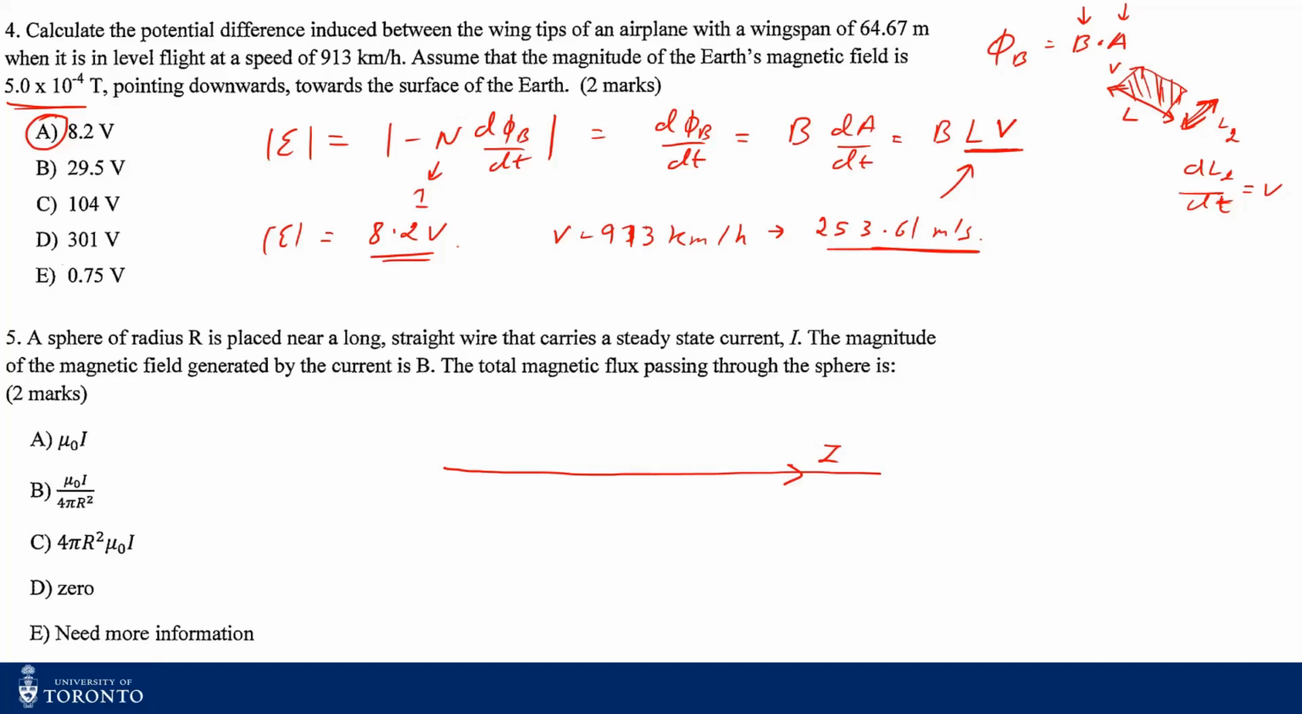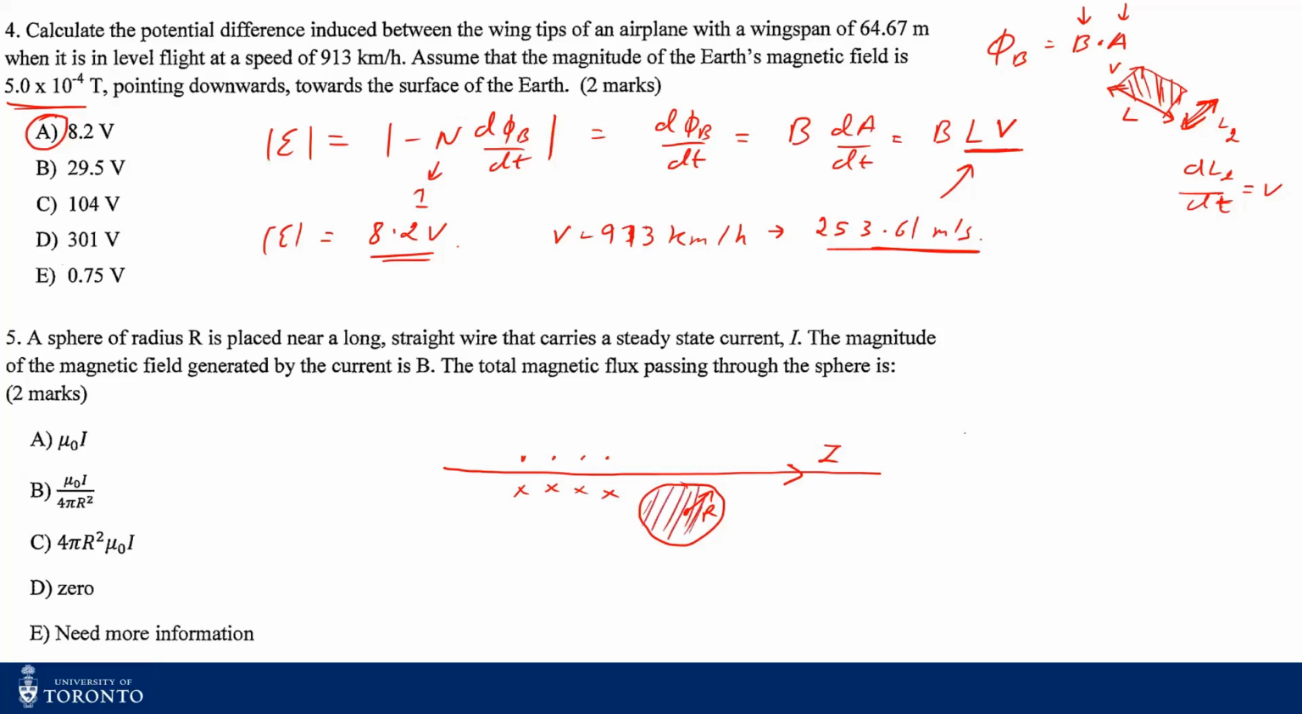a sphere of radius r is placed near it, right? So I can consider this is a sphere of radius r, placed near it, and now you have to find out the total flux passing through the sphere. Now the sphere is a three-dimensional thing, right? But since this magnetic field will be generated like this, the amount of flux going through the sphere is just basically its two-dimensional cross-sectional area, right?